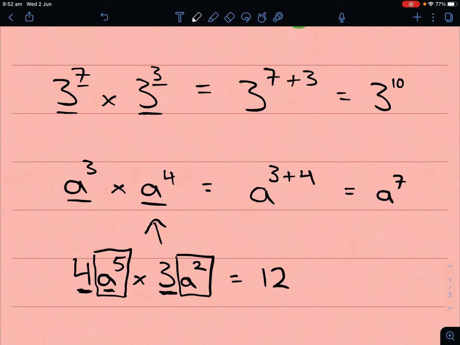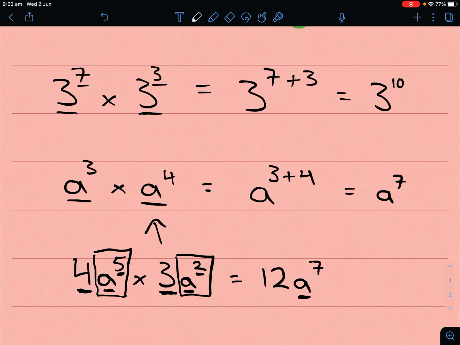So we've got the same base number here, a and a, so that will mean we're going to have the base number of a here. And then because the powers are 5 and 2, we're going to add them, so 5 plus 2 is 7. So that was these powers up the top here, we added them.